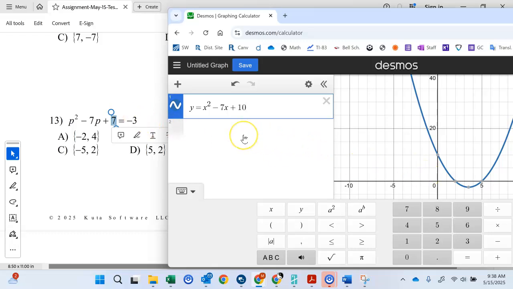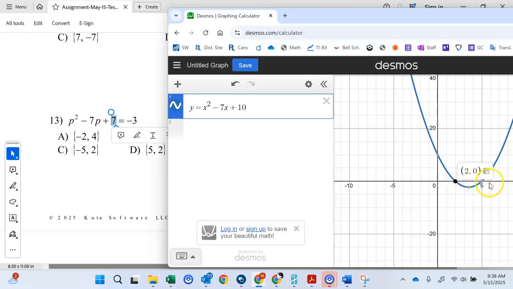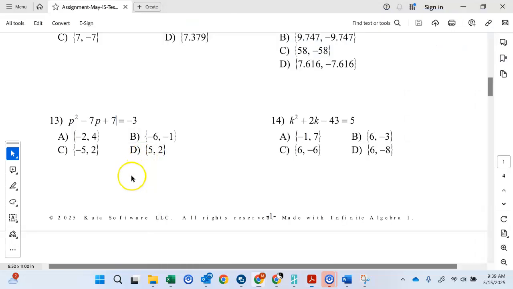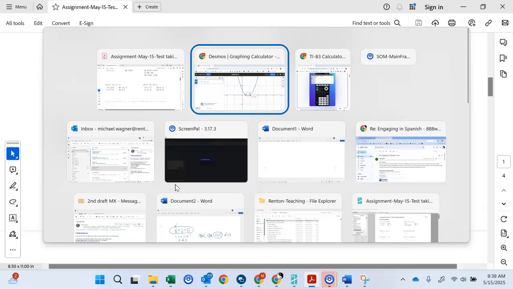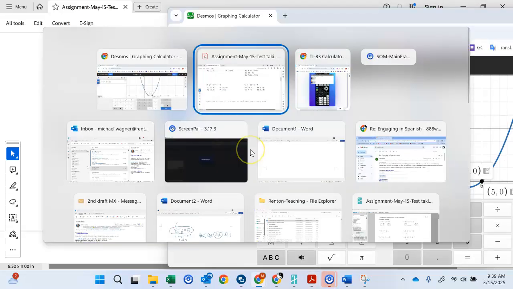This is Desmos. Well, you know what? I'm sorry. I should have entered it into the calculator. I'm going to in just a second. But what I can see is the zeros are going to be your answer. So 2 and 5. So we should know that those are your answers if you've got Desmos. But how do we do it on the calculator? Sorry, I'm going to show you one more time.